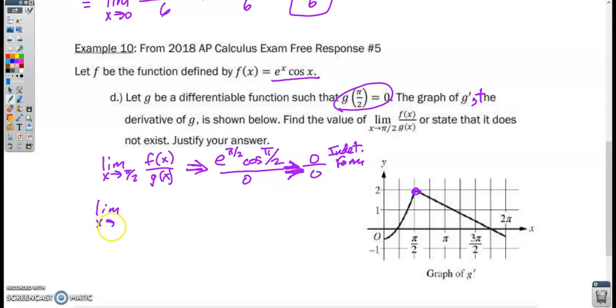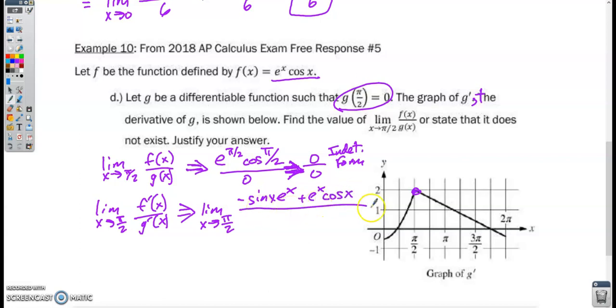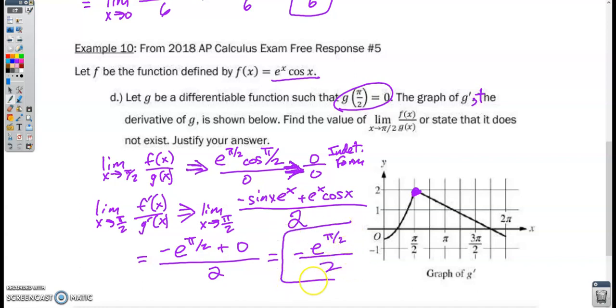This becomes the limit as x goes to pi over 2 of f prime of x over g prime of x, which is the limit, as x goes to pi over 2, of negative sine of x times e to the x plus e to the x cosine of x, all over, and I get g prime from this graph right here, it's 2. I substitute pi over 2 in, and I end up with negative e to the pi over 2 plus 0 all over 2, and this ends up becoming negative e to the pi over 2 all over 2 as our limit.